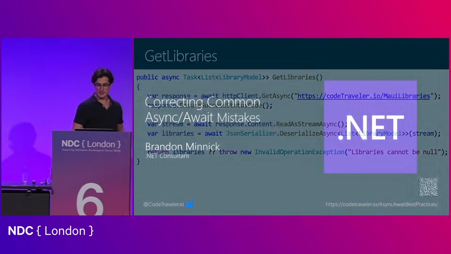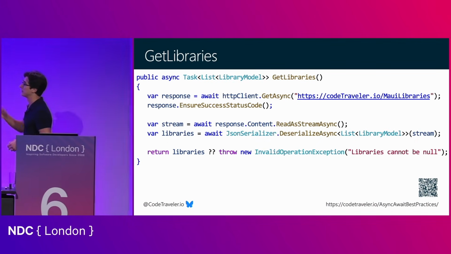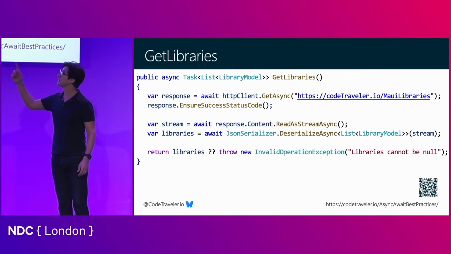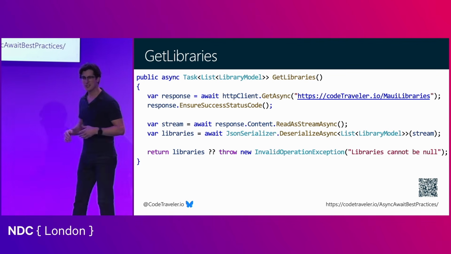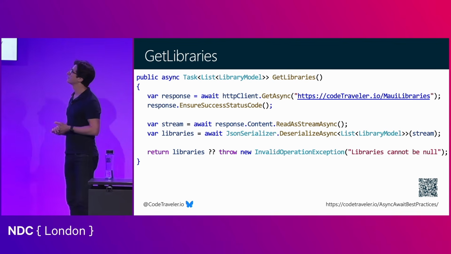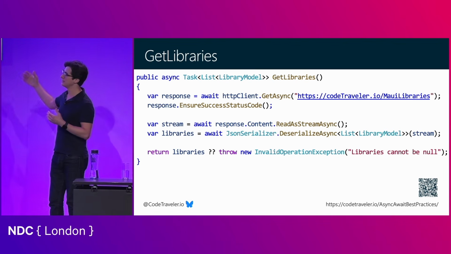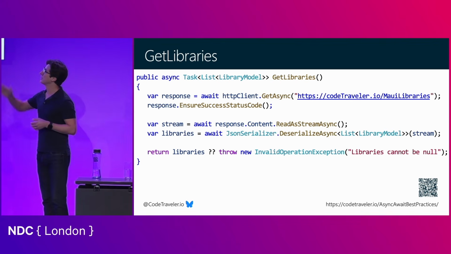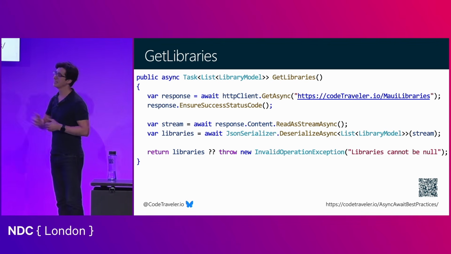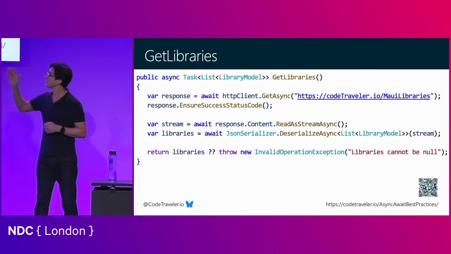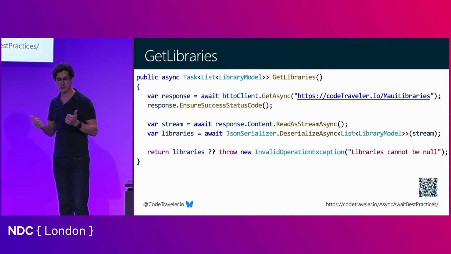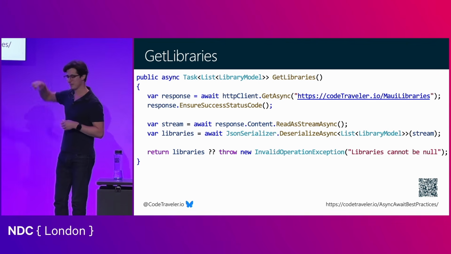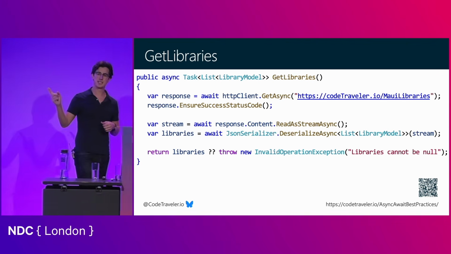So let's start by looking at this method called getLibraries. This is a public async task method. It returns a task of type list of type library model, and probably something we've all done before, right? We're making a get API call, deserializing it, and returning that result. So what we're doing is we're calling HTTP client.getAsync, hitting an API on my website. Then we're going to make sure that we ensure it's a successful status code. If it is, great. We'll read the stream, we'll deserialize it, and we'll return the result, assuming it's not null.